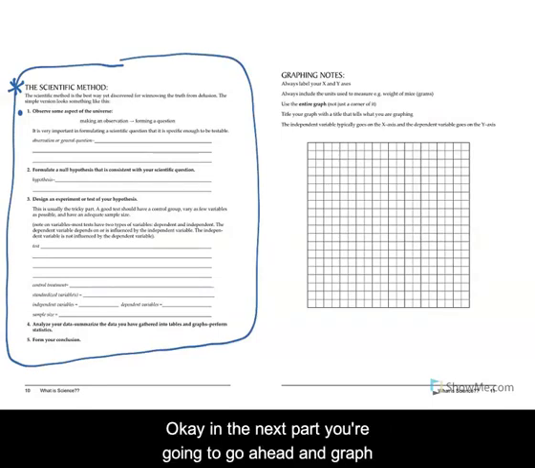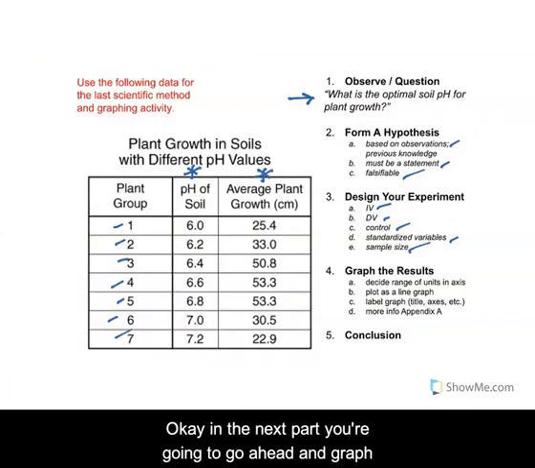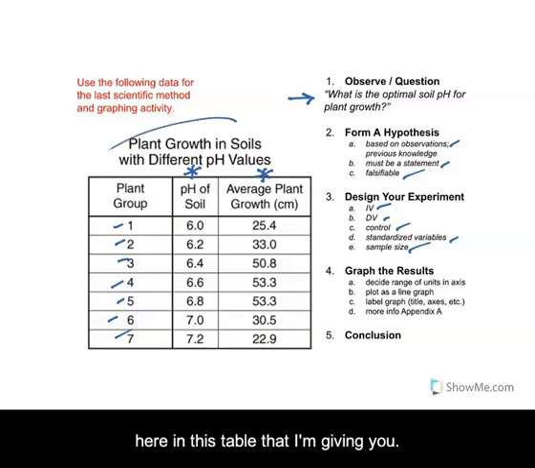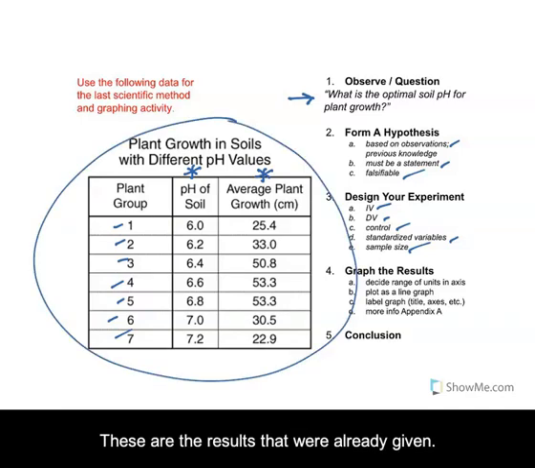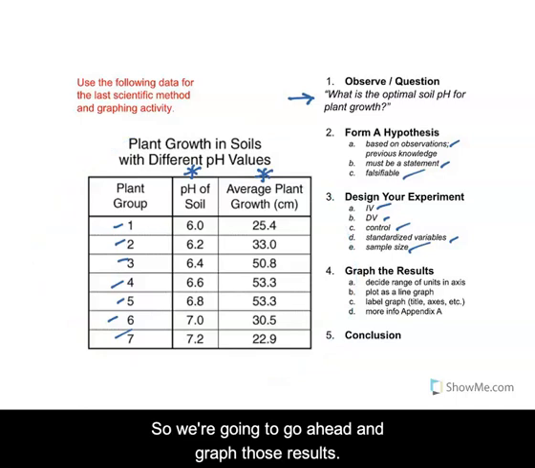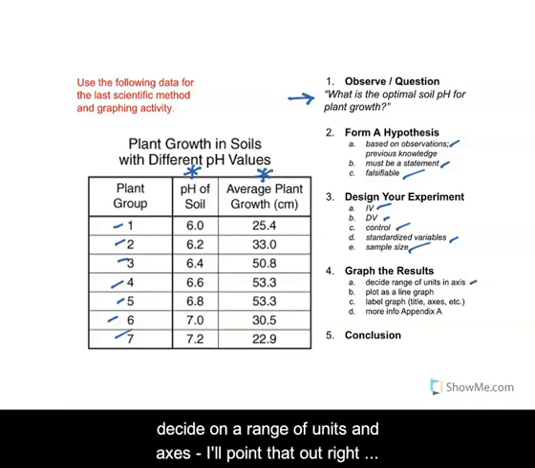Okay, in the next part, you're going to go ahead and graph your results. These are the results right here in this table that I'm giving you. These are the results that were already given. So we're going to go ahead and graph those results. You're going to do a few things yourself. You're going to decide on a range of units and axes. I'll point that out right now on the graph.